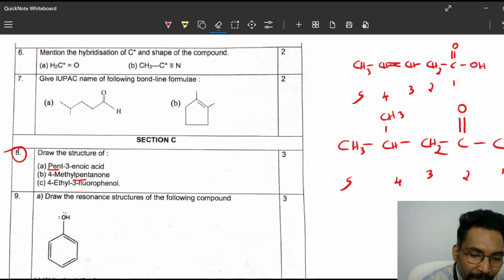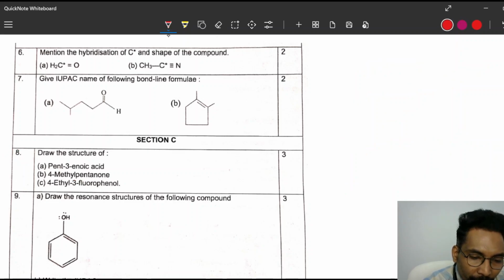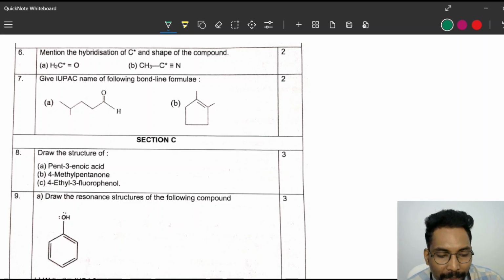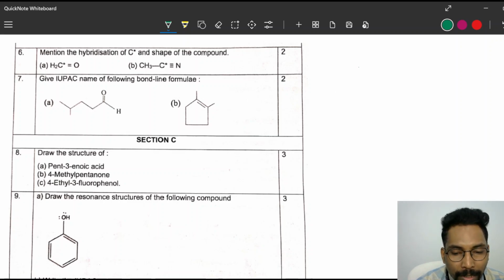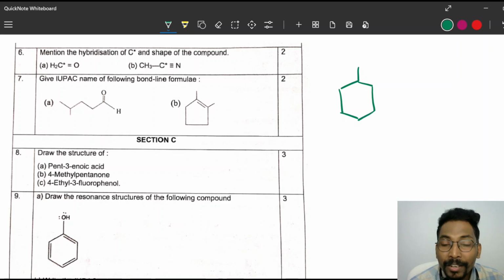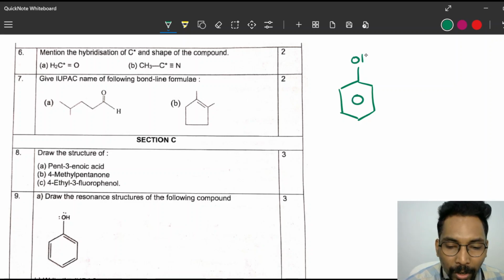Okay. Now we can do the last one. 4-ethyl-3-fluorophenol. Okay. So I hope all of you know the structure of phenol. It's a very important compound which is involved in organic reactions and all. So this is phenol. So 4-ethyl, which is the first carbon? This is the first one. 1, 2, 3, 4. So 4-ethyl. On fourth carbon, one ethyl group, C2H5.